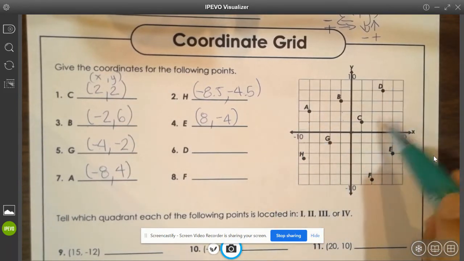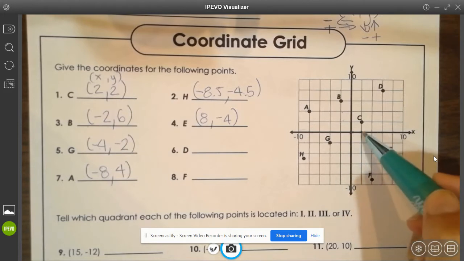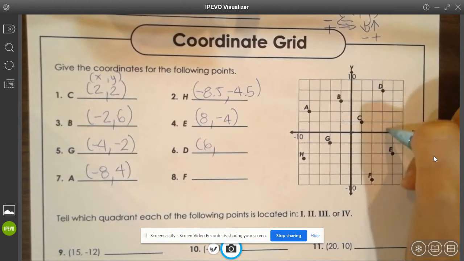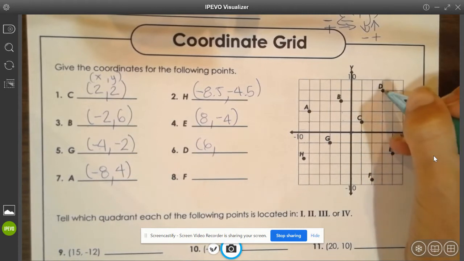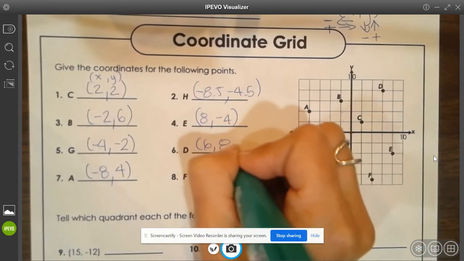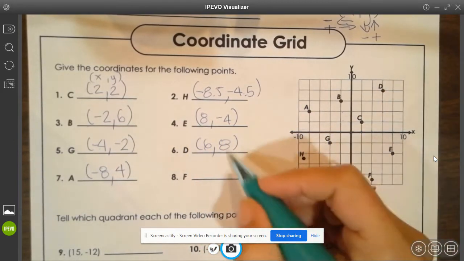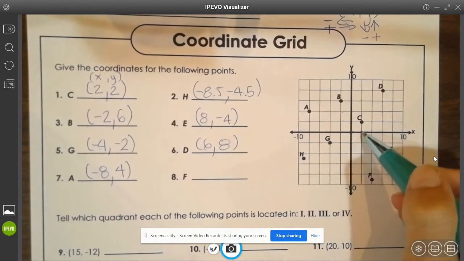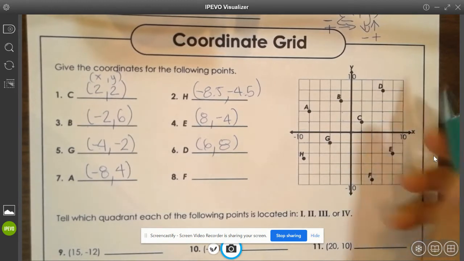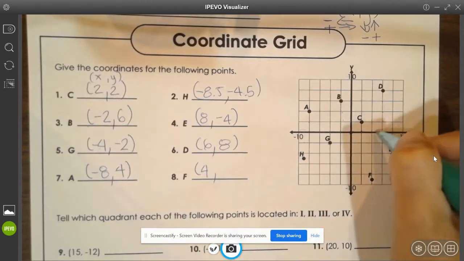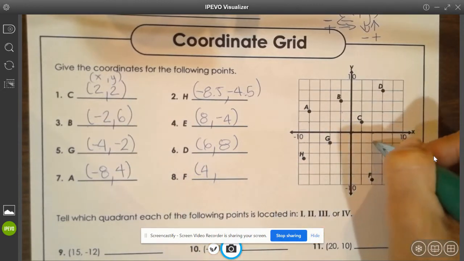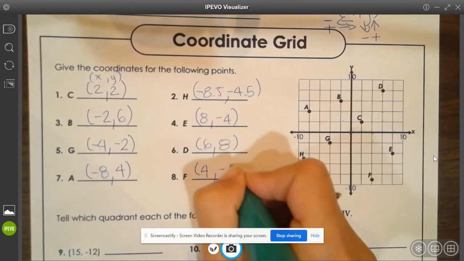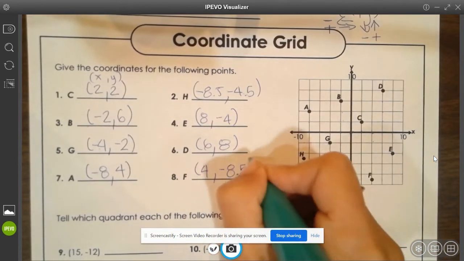So D is over here. From 0, you go 2, 4, 6, so 6 to the right, and then 2, 4, 6, 8 up. All right, F, last one. F is over here. It's in the middle again, so be careful here. So 2, 4, so 4 to the right, and then 2, 4, 6, 8, 8.5. Negative because you're going down.